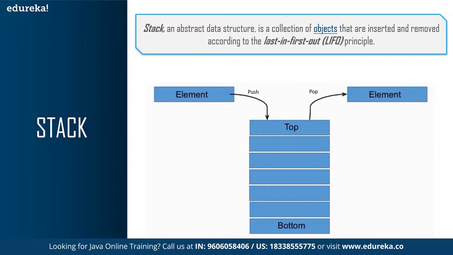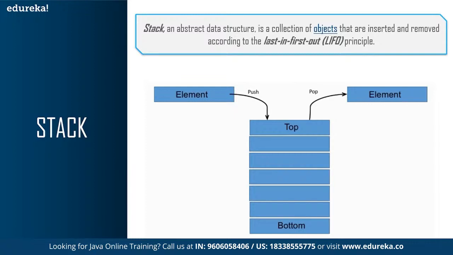So you can see here, this is the bottom element and this is the top element. When you push an element into the stack, it goes on top, and the last element, that is the top element, can be popped out. Once the top element is popped out, the next element which is available in the stack can be popped out, but the bottom element cannot be popped out first. Understood? So this is how it works.